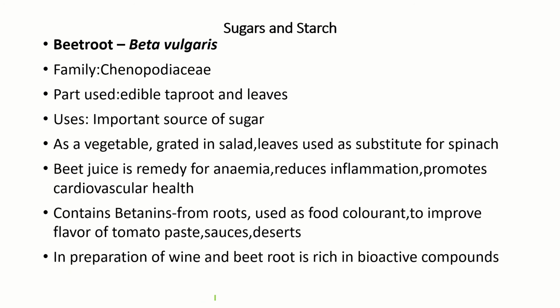Next important example is beetroot or Beta vulgaris of Chenopodiaceae. Parts used are edible taproot and leaves. It's a very important source of sugar. It's used as a vegetable, the first and foremost and most famous use. It is grated in salad. Leaves are used as a substitute for spinach. Beet juice is a remedy for anemia. It reduces inflammation, promotes cardiovascular health. It contains betanin.